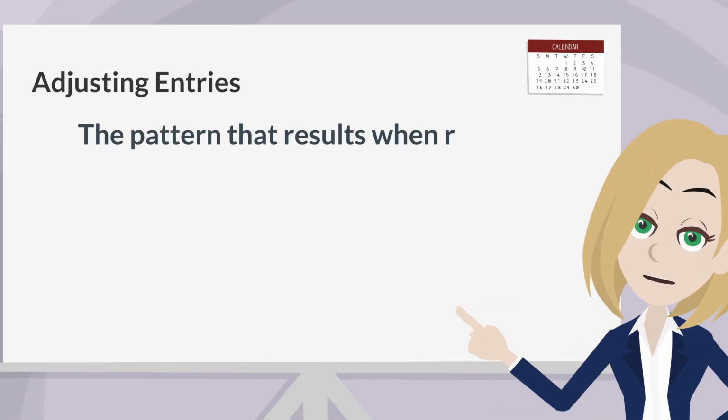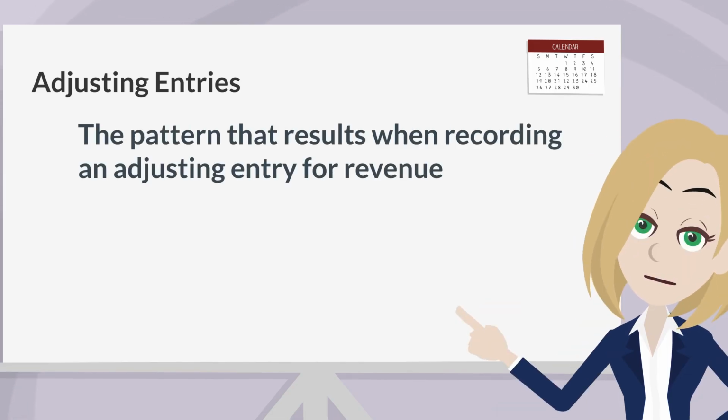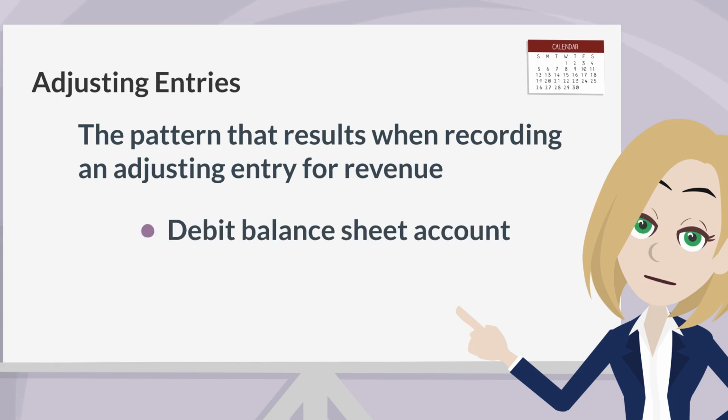The pattern that results when recording an adjusting entry for revenue is to debit a balance sheet account, such as accounts receivable or unearned service revenue, and credit a revenue account, such as service revenue.